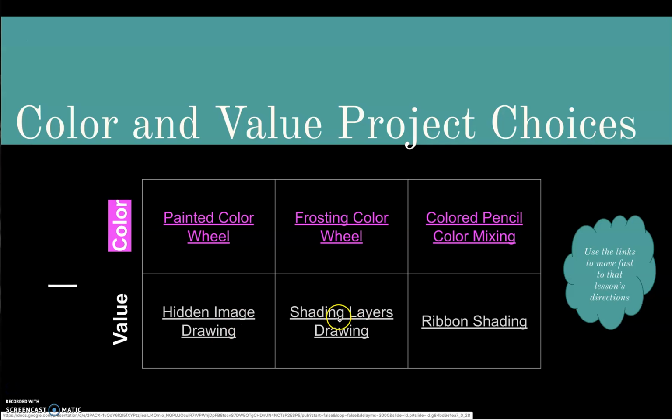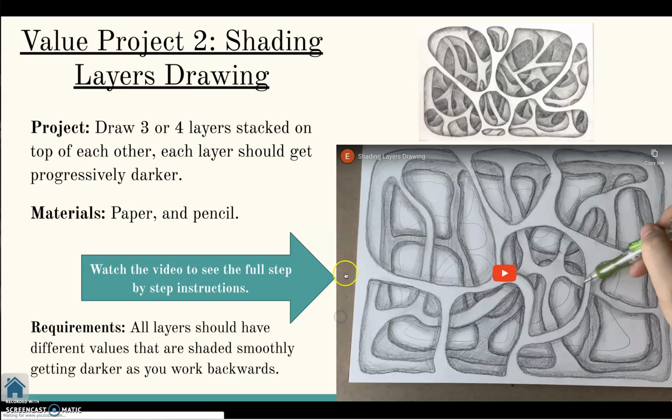Option 2, shading layers drawing. This one looks like this. You draw 3 or 4 layers stacked on top of each other. Each layer should get progressively darker. All you need is paper and a pencil for this. We want to make sure that all layers have smooth different values, getting darker as you work farther back, like we see in the example up top.